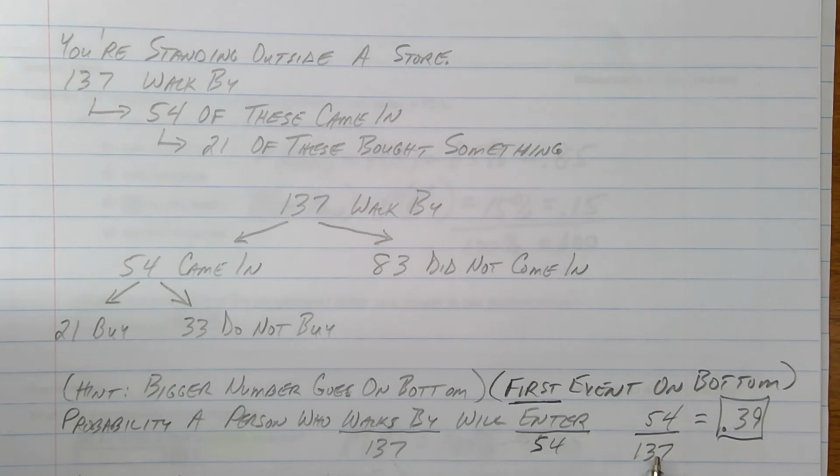All right. Out of 137 people that walk by, that's the walk by number, 54 came in the store, about 39%. Now there's lots of ways to set up this fraction. Most people just put the larger number on bottom. All right. That kind of makes sense because you want your fraction to turn into a number between 0 and 1. And for that to happen, the number on top needs to be smaller. All right, so if this confuses you, you're pretty safe just putting the larger number on the bottom. All right, the first event goes on the bottom, if you want to think about that way.